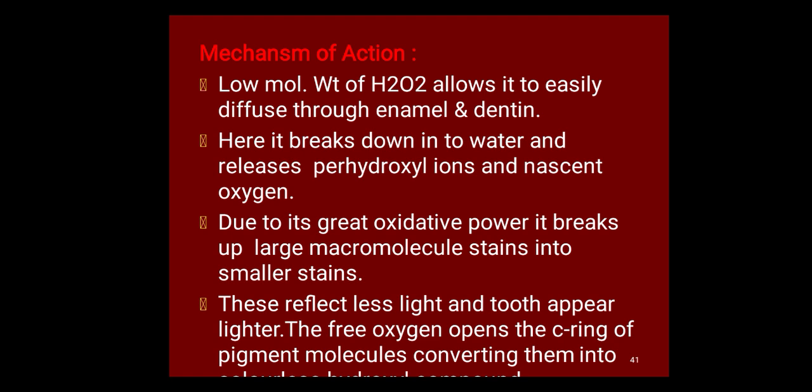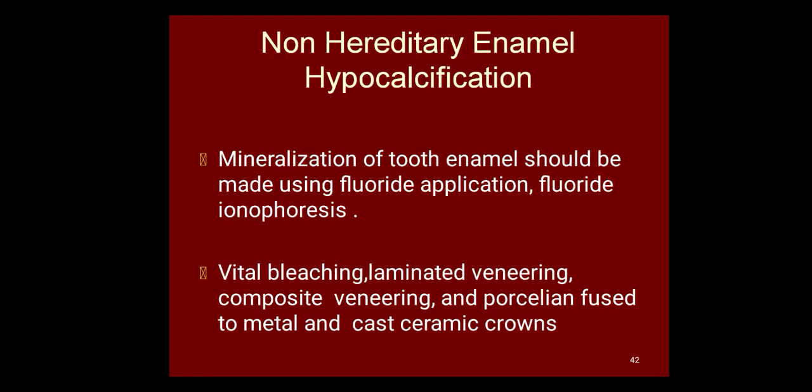Mechanism of action: the low molecular weight of hydrogen peroxide allows it to easily diffuse through enamel and dentin. Here it breaks down into water and releases perhydroxyl and nascent oxygen. Due to its great oxidative power, it breaks up large molecular stains into smaller stains. These reflect less light and appear lighter. The free oxygen opens the carbon rings of the pigment molecule, converting them into single molecule state chains.